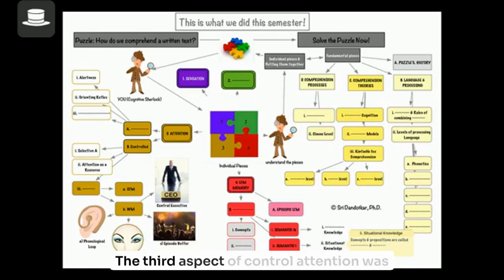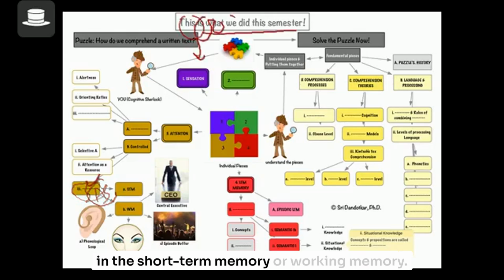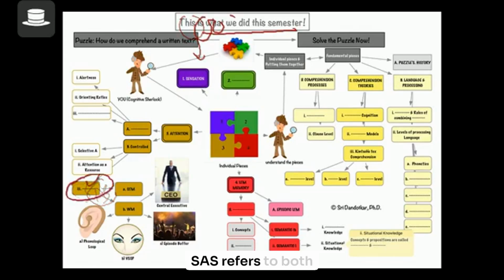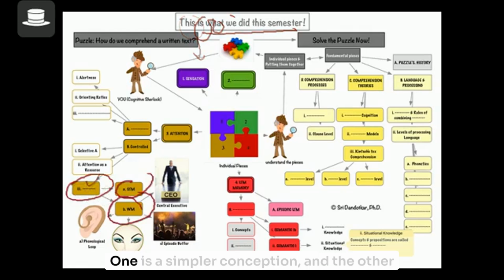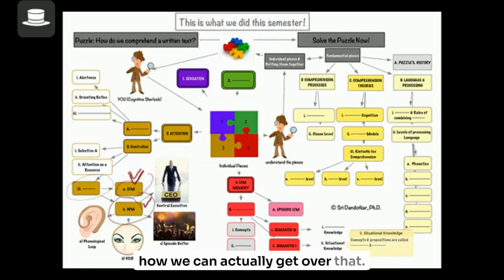The third aspect of controlled attention was SAS, right? The same SAS that we've been referring to here when we say we identify a word in short-term memory, right? That's what SAS is. So all these identified words are identified in the short-term memory or working memory. SAS refers to both short-term and working memory. One is a simpler conception, the other one is a more complex conception. In short-term memory, we talked about how much information it can hold, for how long, and how we can actually get over that. Working memory is a more complex conception of the same SAS.